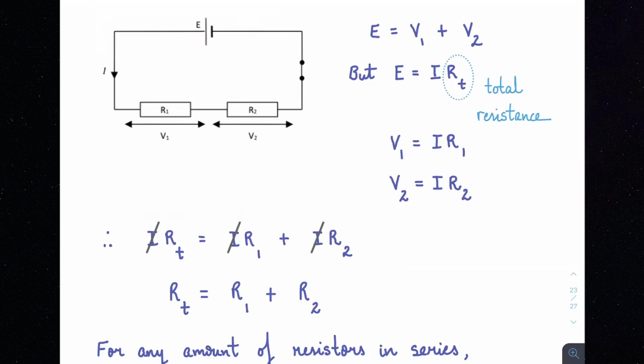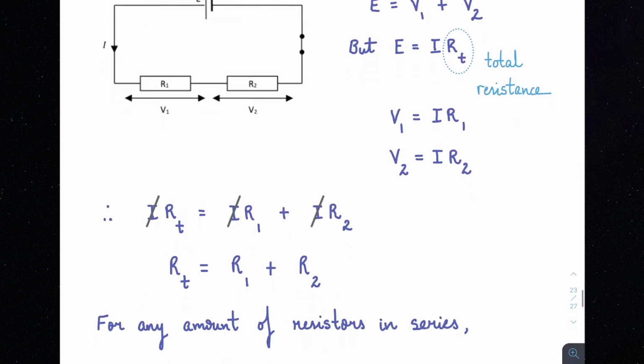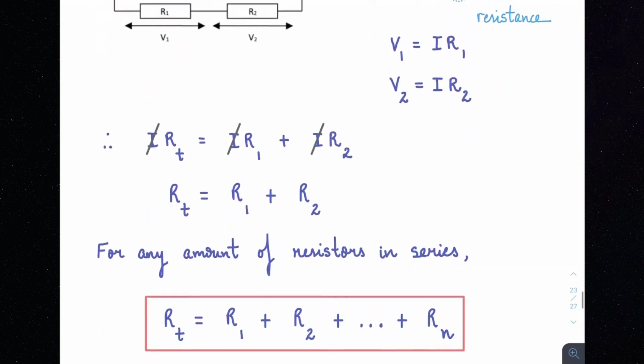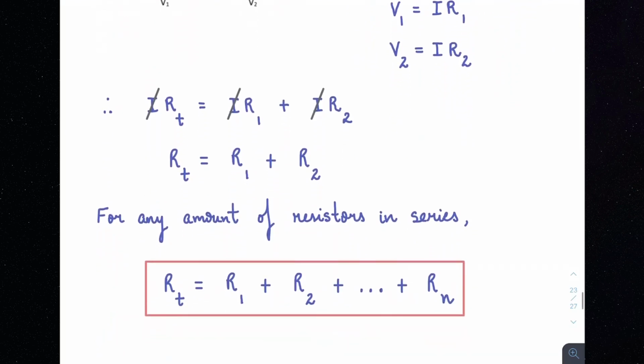I know that you are familiar with this result, but you must also know how to derive it from first principles. For any amount of resistors in series, we keep on adding the resistances with each other such that the total resistance for n resistors is R1 plus R2 plus so many resistors till the nth one.